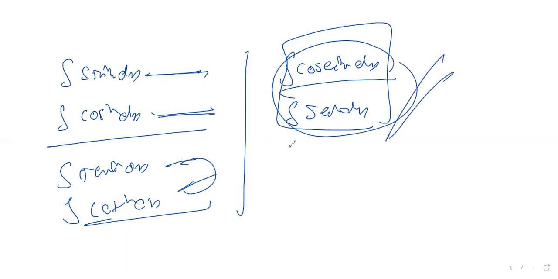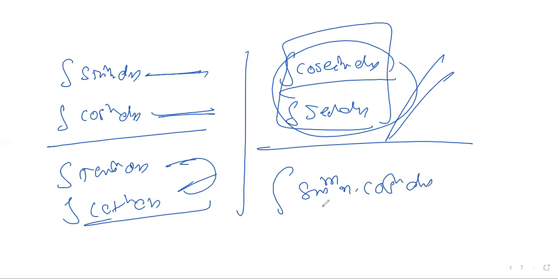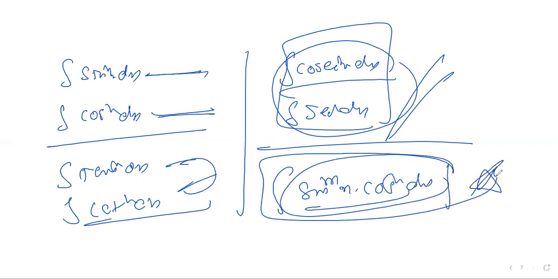If people are interested, I'm trying to explain this also: sin^m x into cos^n x dx. Combinedly, how the nth order will come and how you should do it. This is the entire big thing. This also we require in the coming classes. I'll explain it. So next class we'll discuss.